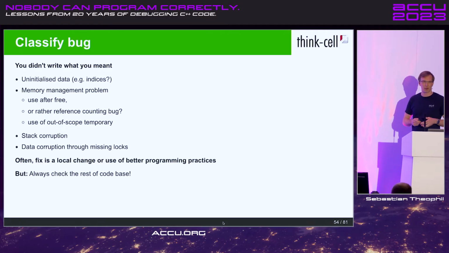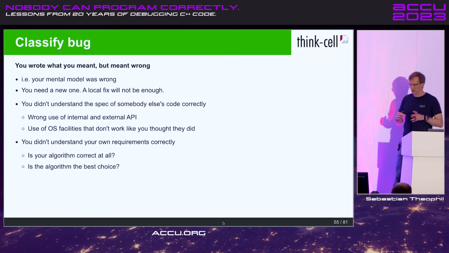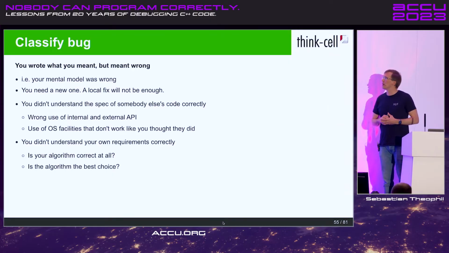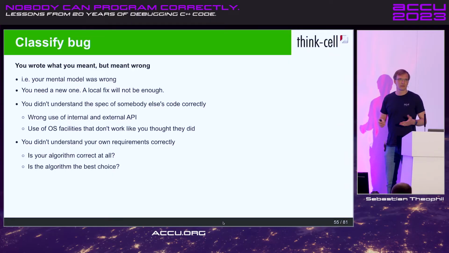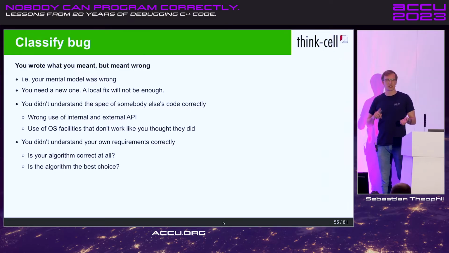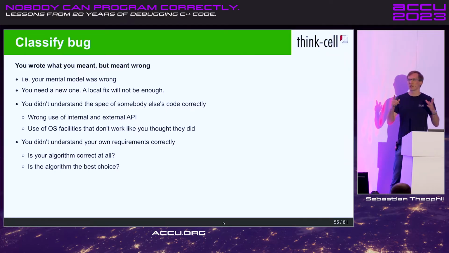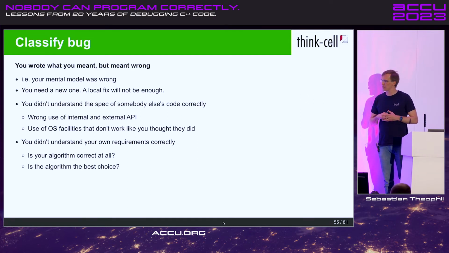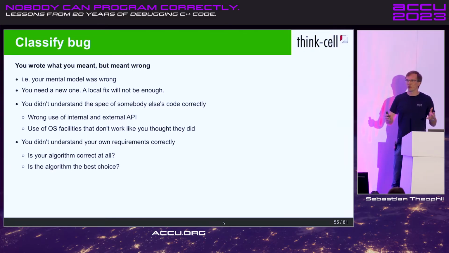And then there's the other kind of bug. You did write what you actually meant to write, but you meant the wrong thing. You made a big mistake somewhere. Your mental model was wrong, you didn't understand the problem correctly, you didn't understand the types of input you would get correctly, or the types of output you should produce. So you need some new mental model, and you need to rethink your entire approach. Maybe you didn't understand somebody else's requirements correctly, you used the wrong algorithm, or maybe you didn't implement it correctly.